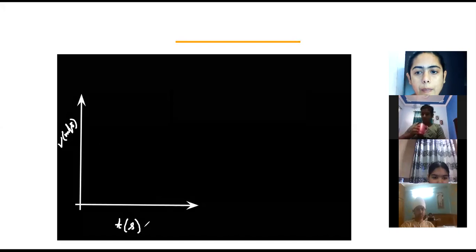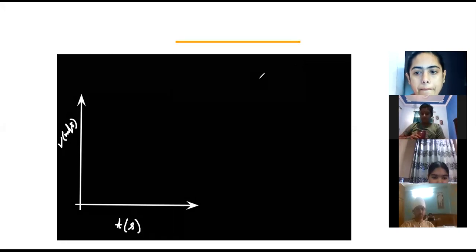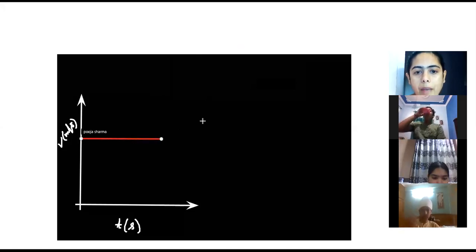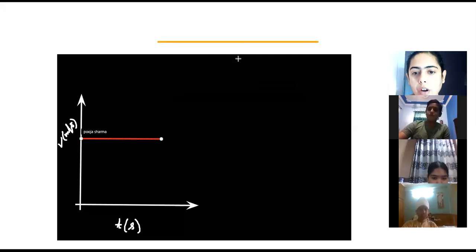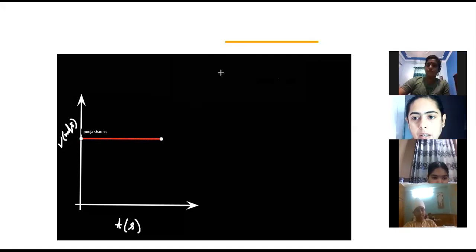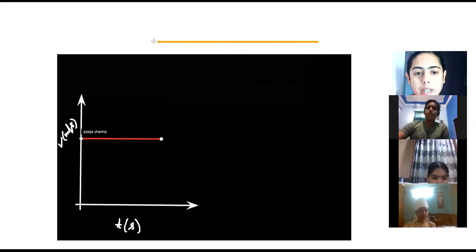Next is, if you have a straight line parallel to time axis. We did this in the previous class. If we are getting a straight line parallel to time axis, what is this line going to represent? So my dear students, this line is going to represent the uniform motion. How is it? Because velocity is going to have some value here.